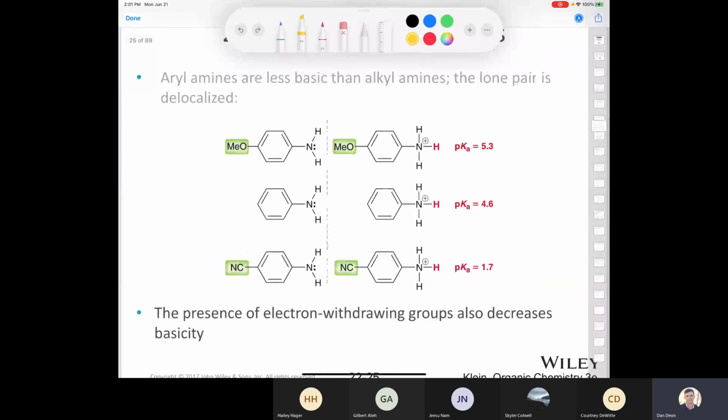If you have an electron donating group like a methoxy, which can donate electron density, what's that going to do? It's going to make the lone pair more available. It's going to make this more basic, and therefore you're going to end up with a weaker acid. Whereas if you have something like a nitrile, this is an electron withdrawing group, and that means that this is going to be less basic, and when it's protonated, you're going to end up with a stronger acid. So the whole take-home message is that the stronger the electron withdrawing group on your aromatic ring, the less basic it's going to be.